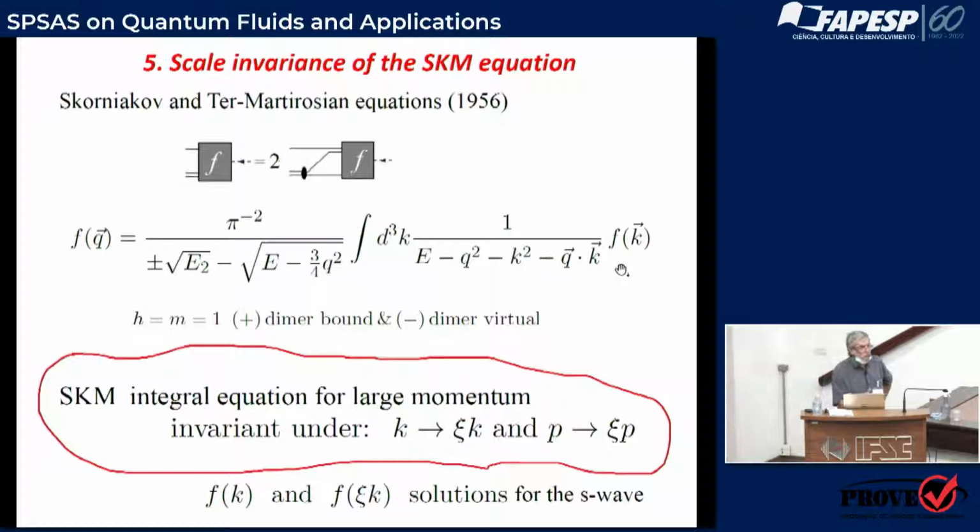Therefore, the solution of that equation is a homogeneous function, because a scale transformation does not change the solution. The solution should be invariant under the scale transformation. Therefore, it can only be a homogeneous function. I mean, of course, it's a linear equation. You can change a factor.